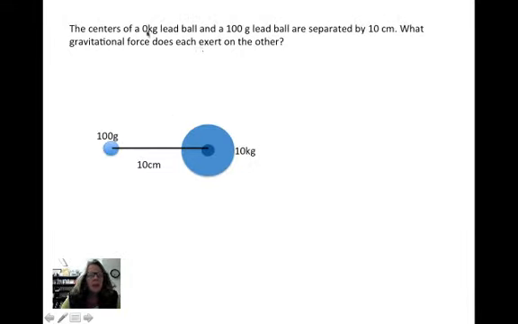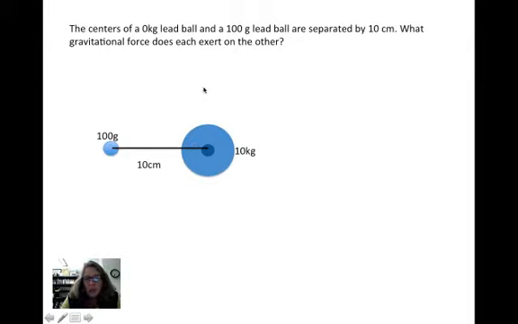This next one is about gravitational force, and this should say 10 kilograms. A 10-kilogram lead ball and a 100-gram lead ball are separated by 10 centimeters. What gravitational force does each exert on the other? This one is pulling this, and this one is pulling this, and it's the same force. They're equal and opposite forces.